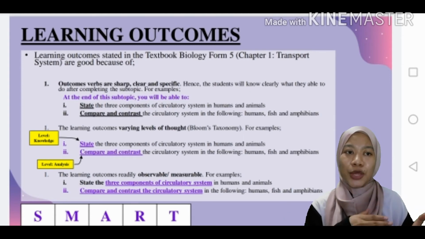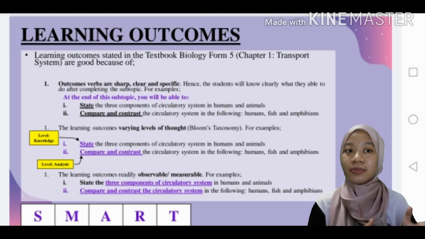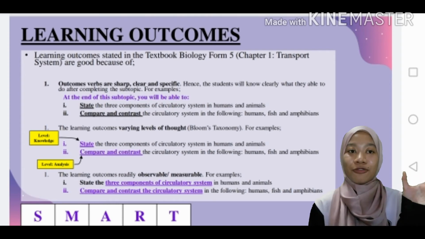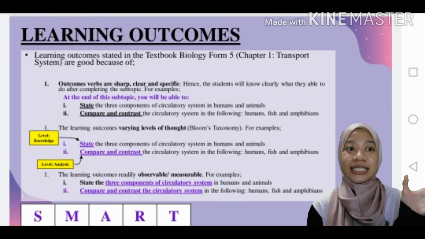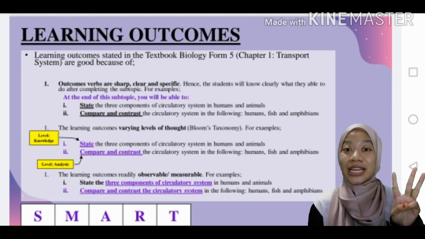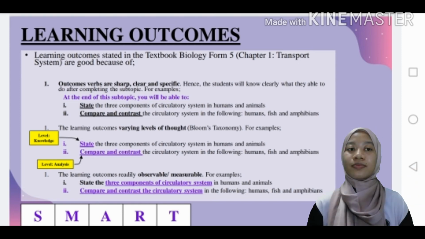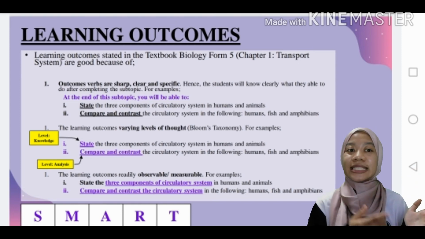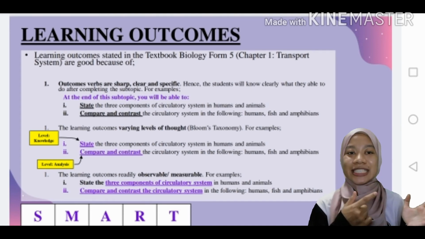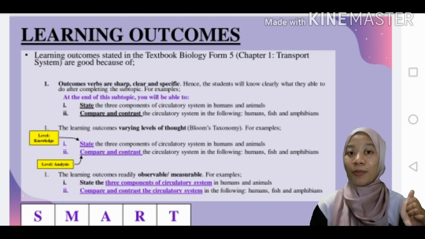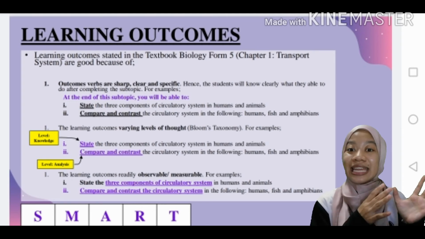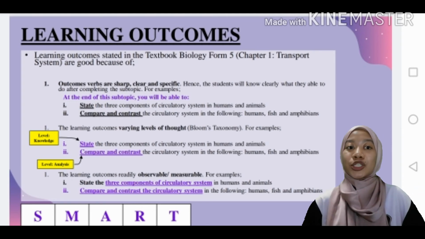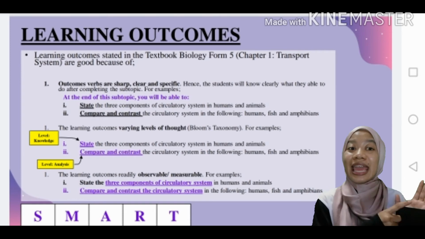Okay, lastly, you can see that the learning outcomes are observable and measurable. For the first example, it stated: state the 3 components of the circulatory system. For the second example, it stated: compare and contrast the circulatory system in the following: human, fish, and amphibian. The learning outcomes show that it fulfills the ART.